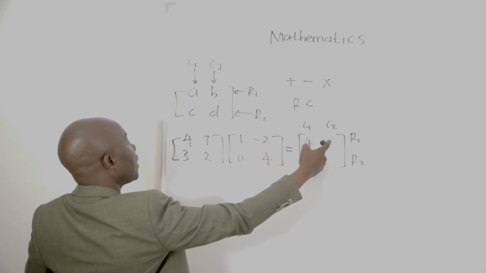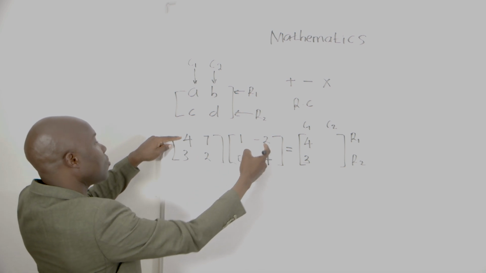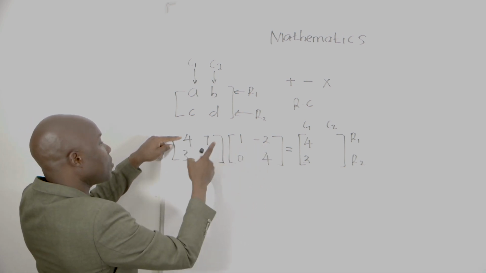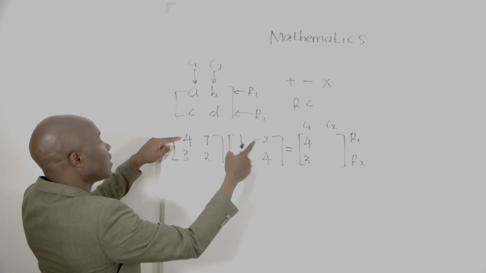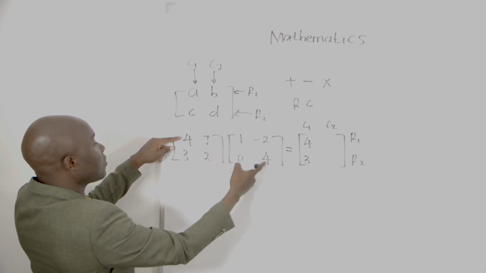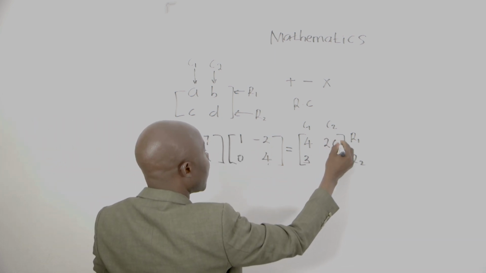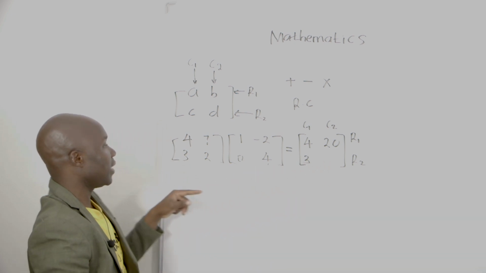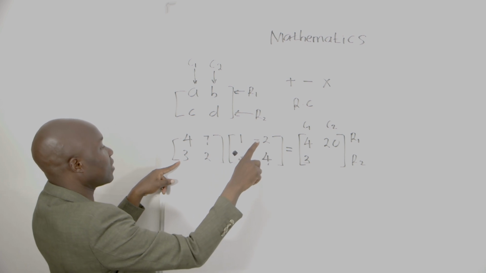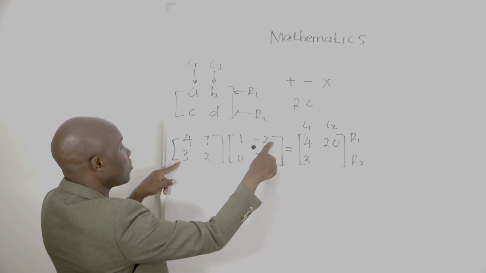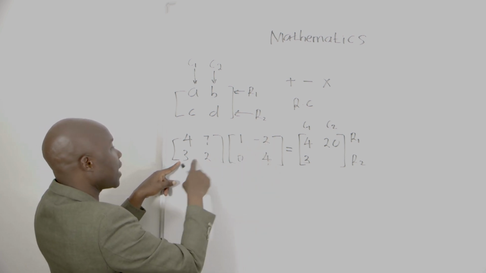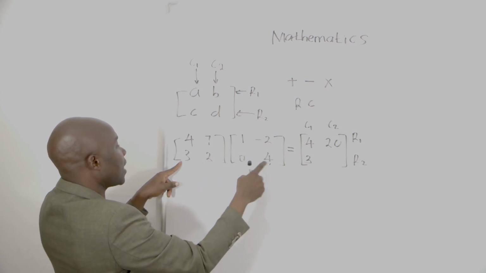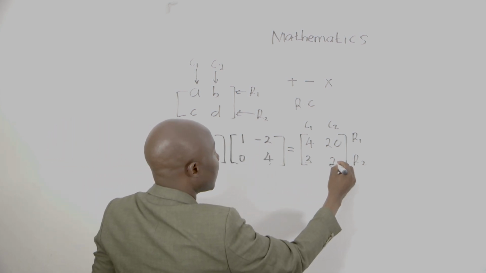Then if you add the element here, we'll take 4 times -2 plus 7 times 4. So here is -8 plus 28. So we are going to get 20. Then our element at this end, we will take 3 times -2 plus 2 times 4. So here we get -6 plus 8, we are going to get 2.